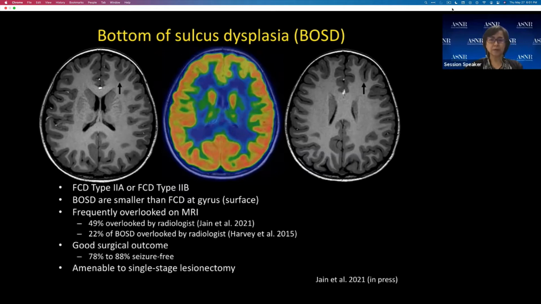It is important to identify this lesion even though they are subtle, because the vast majority of these cases have really good surgical outcome, somewhere in the order of 80 to 90% seizure freedom rate. Contrast this with the other subtypes of focal cortical dysplasia, where the seizure freedom rate varies from 50 to 70%.